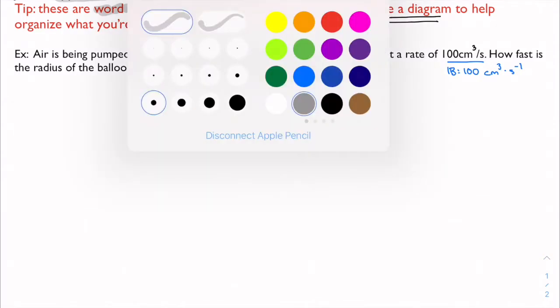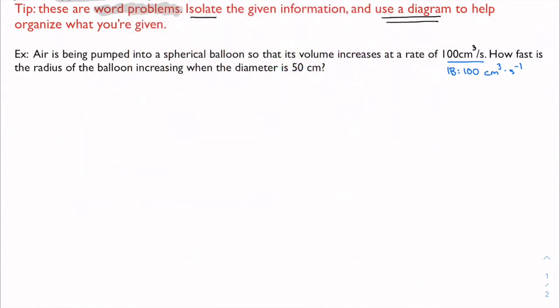So let's figure out our given information first. We have some kind of a spherical balloon, and the way the spherical balloon works, its volume increases at a rate of 100 centimeters cubed per second. All right, so that's important. So what are we given? We're given a spherical balloon, and we know that its volume increases at a rate of 100 centimeters cubed per second, right? So this is a rate of change with respect to time.